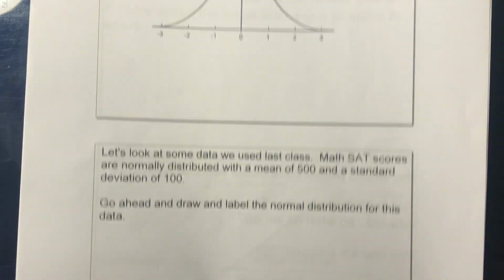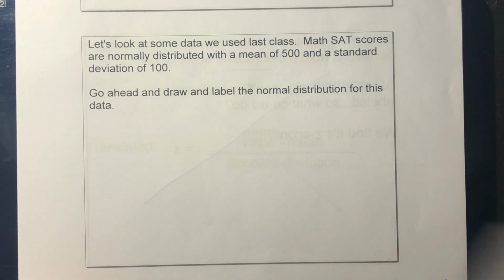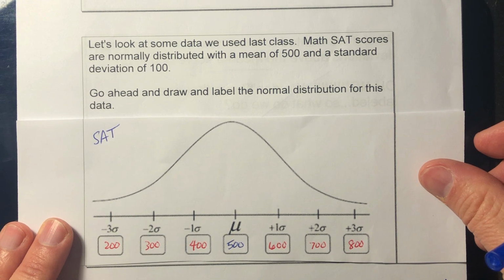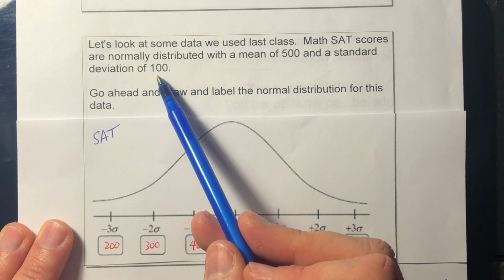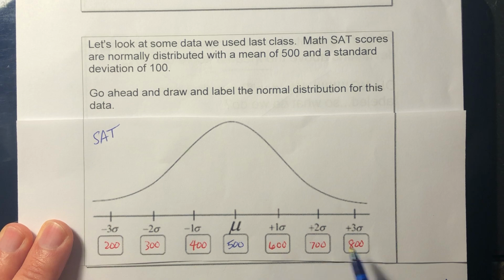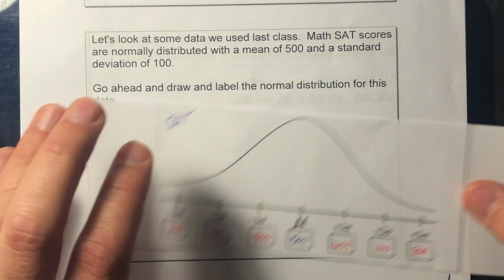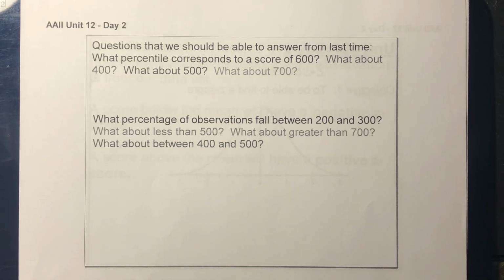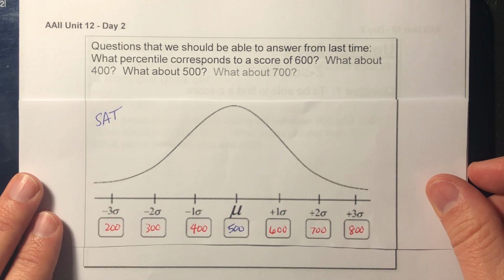All right. So here is something we did last class. Let's look at our math SAT scores. So here is the normal distribution given these conditions. The mean is 500. That goes right in the middle. Standard deviation, 100. So add 100, subtract 100, subtract 100. Okay? Now, let's do some questions in regard to that. Let's see if I can squeeze this one. Let's do this. All right, so let's cover that up.